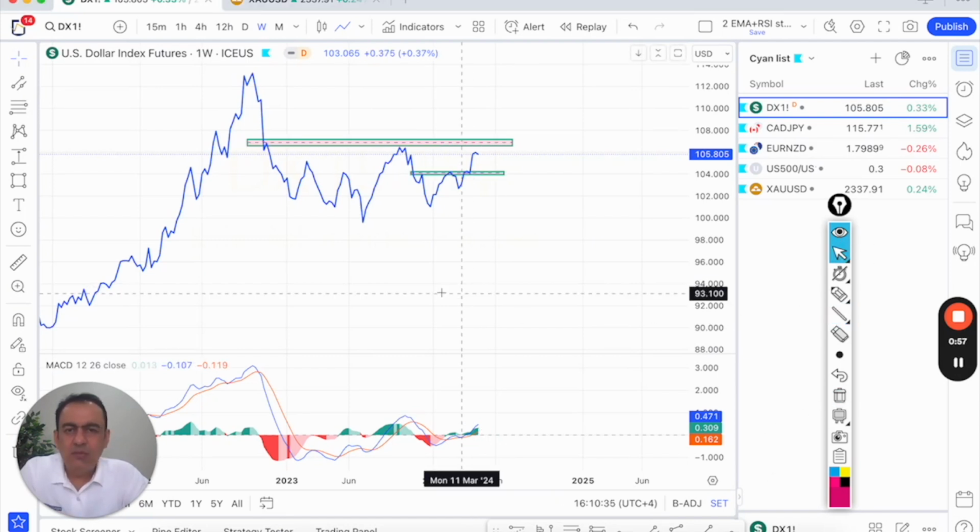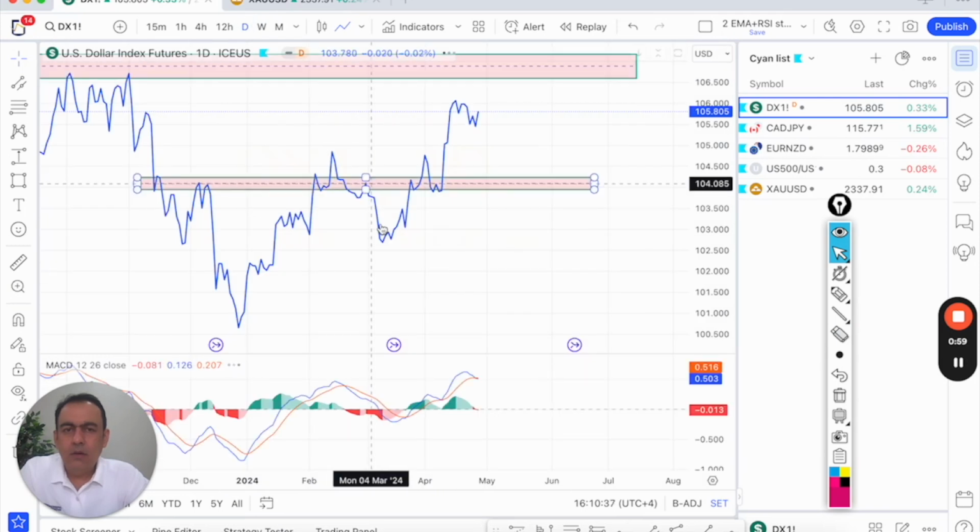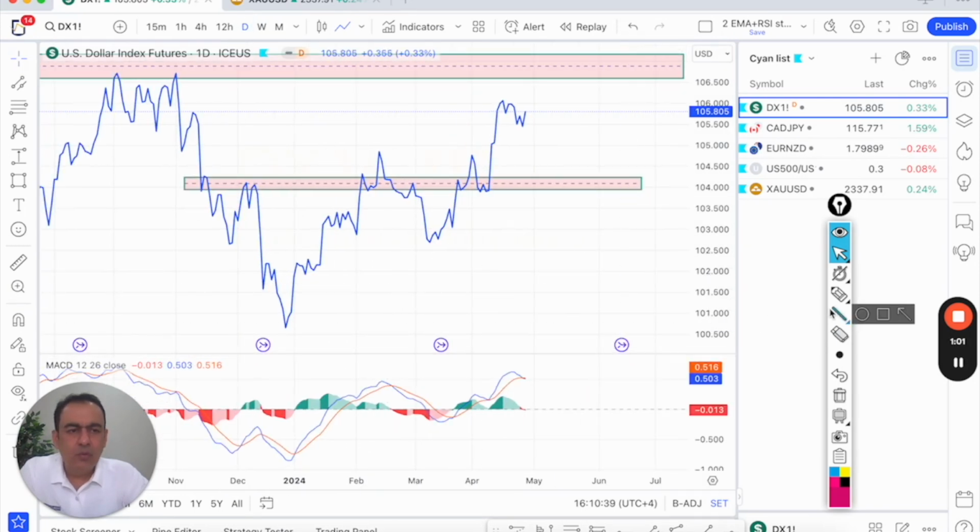Now let's quickly move down to daily. Based on daily, if you notice, dollar index is creating a sequence of low, higher low, higher low. At the same time, it is also creating a sequence of high, higher high, higher high, higher high, and higher high. And here we do not have any signs against this bullish momentum. I do not see any bearish divergence on the chart.